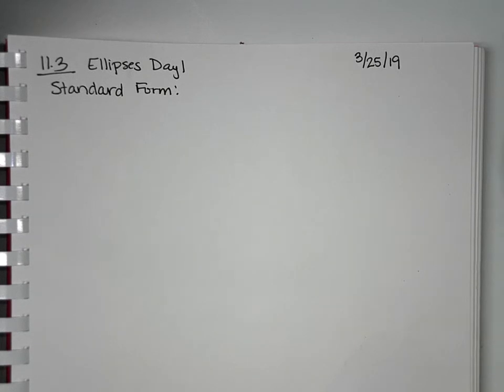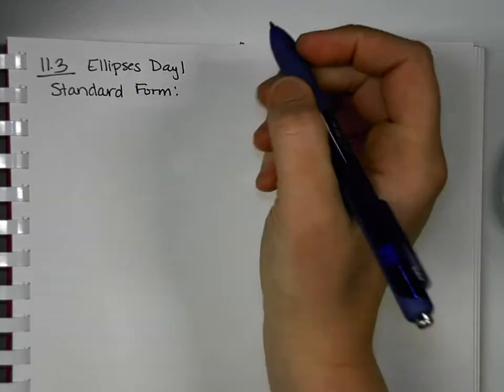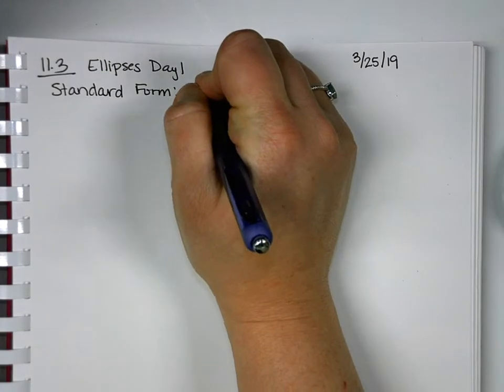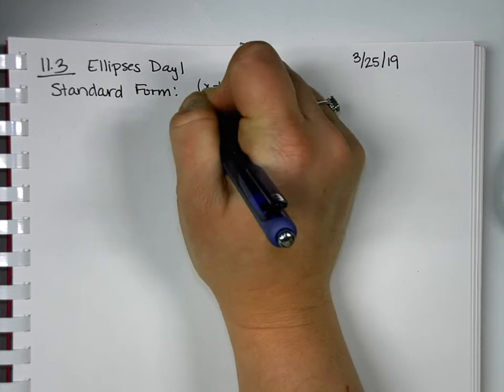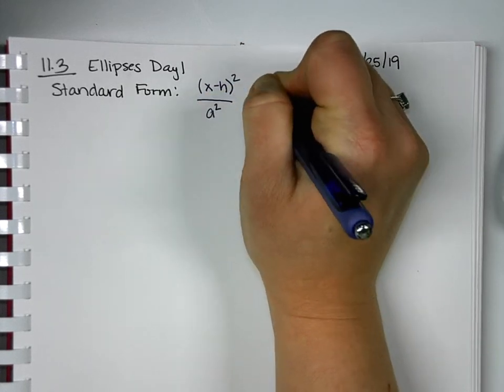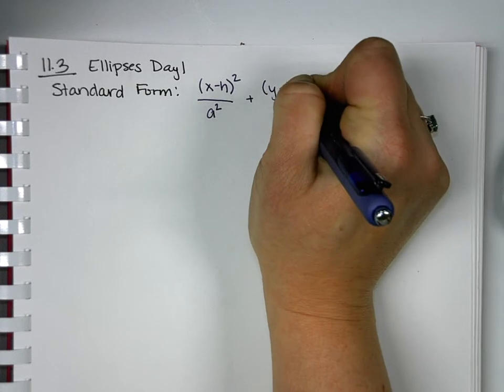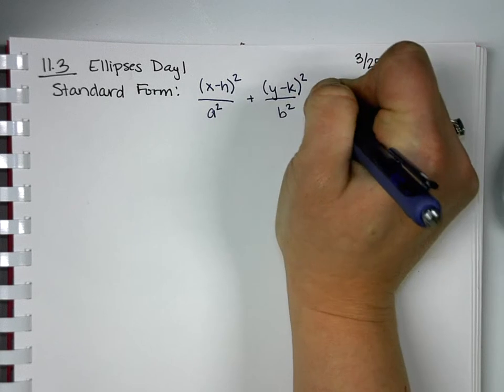So just like with any of our conic sections, we have to know what the equation looks like so we know how to read it. So standard form of an ellipse is (x minus h) squared over a squared plus (y minus k) squared over b squared equals 1.